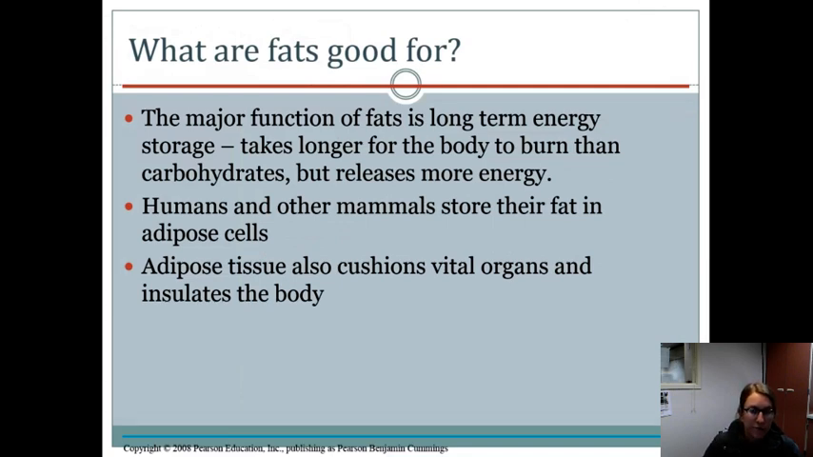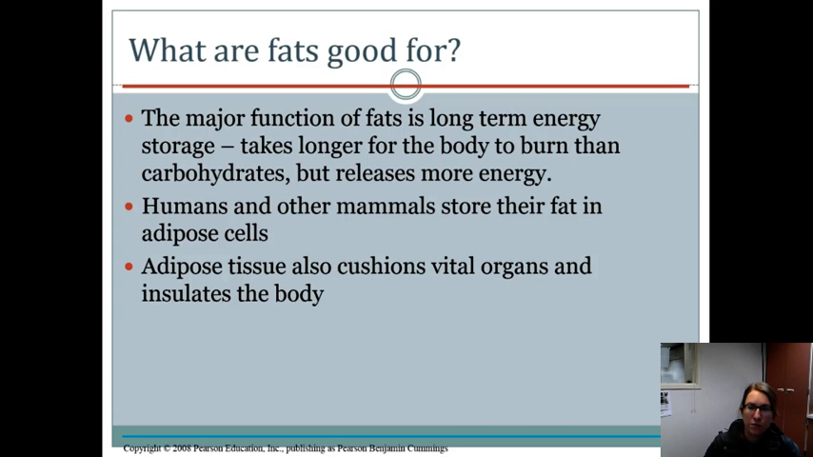So now that we've talked about what fats look like and the difference between saturated, unsaturated, and cis and trans fats, we need to talk about what they're good for. If you remember, polysaccharides, one of their functions was energy storage, but they tend to be a sort of medium-term energy storage. It takes usually about 20 minutes to use up all of your glycogen as stored energy if you're exercising. And so fats are then your long-term energy storage.